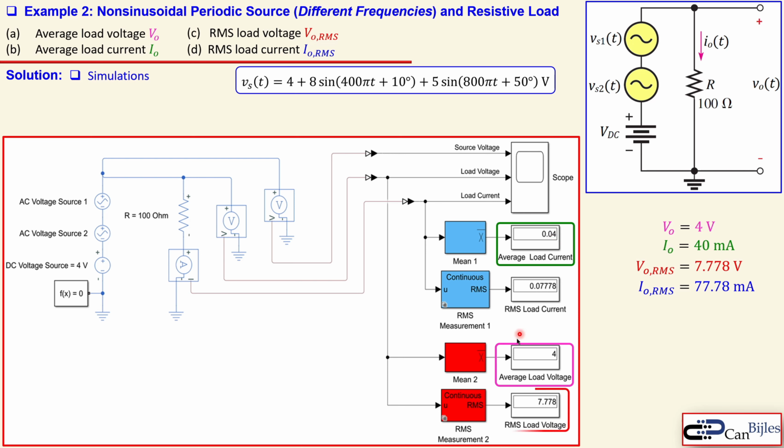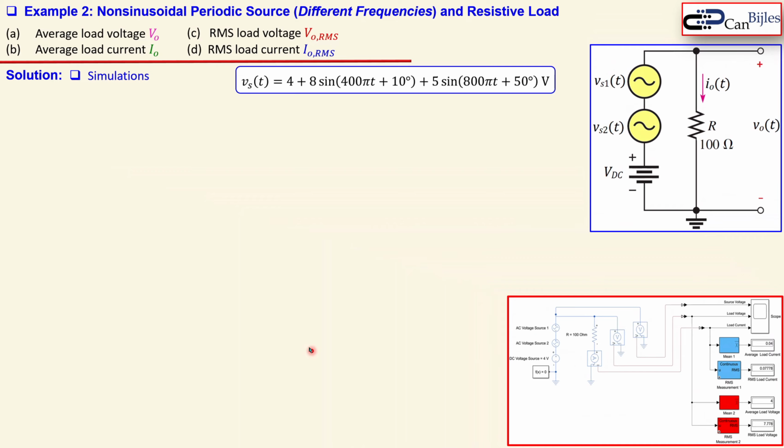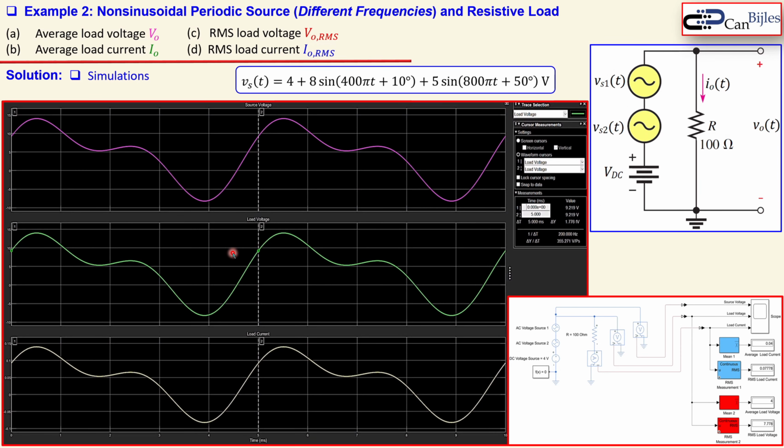The next one is the RMS load voltage. You take the load voltage, make the RMS in Simulink, and you get 7.778 volts, exactly as we have. The next one is the RMS load current, again from here, using the RMS continuous RMS block in Simulink. You get the value here as we have calculated. So that's all checked.